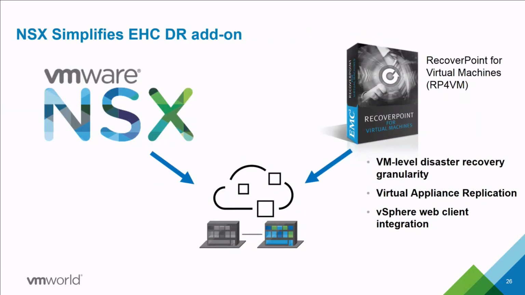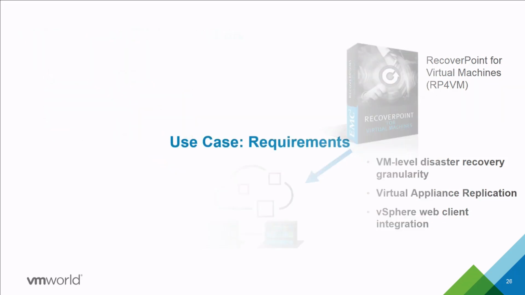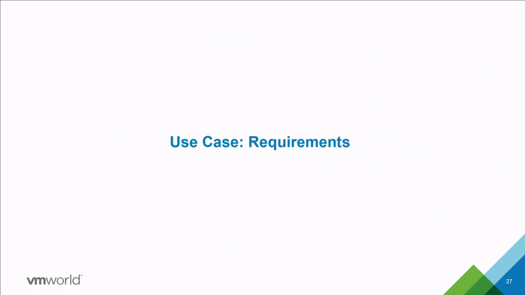So let's look at the disaster recovery use case. And here for disaster recovery, really two main products are being leveraged, NSX and RP for VM. RP for VM is Dell EMC's product basically for replicating workloads. A couple things to mention here: it's providing VM level disaster recovery granularity. It's a virtual appliance that can do the replication. It also has vSphere web client integration, okay? So now we're going to look at specific requirements from a customer. When I say customer, I'm saying Dell EMC Enterprise Hybrid Cloud's customer.